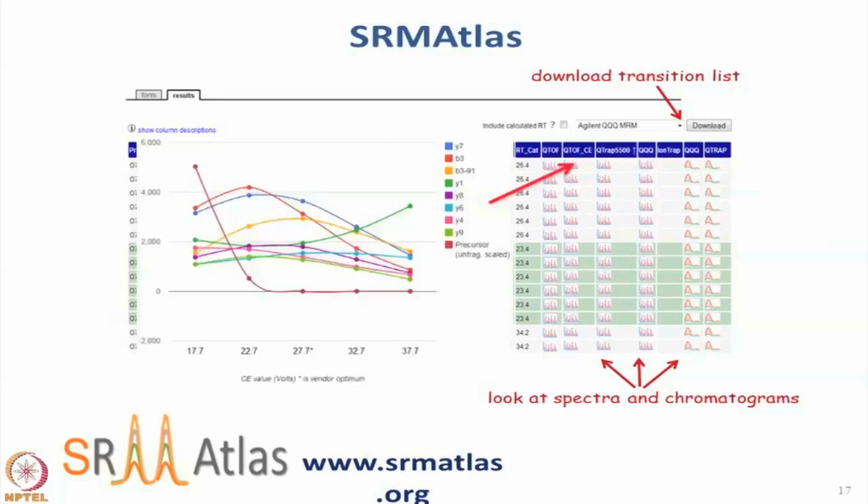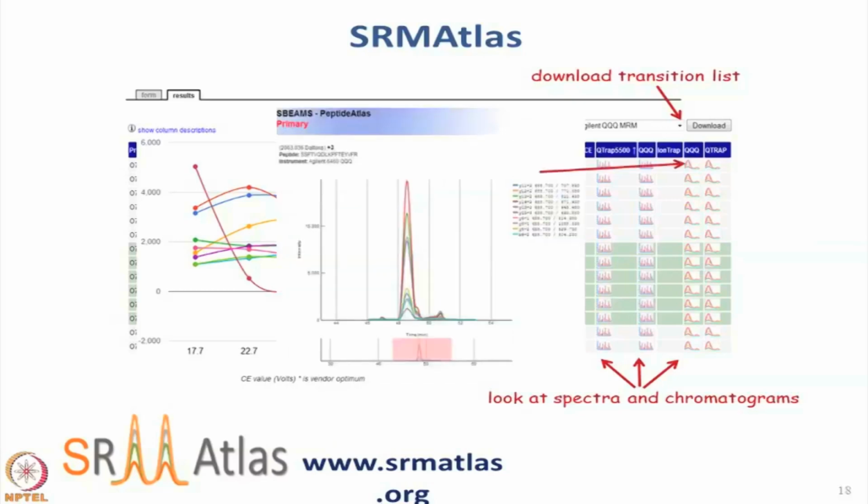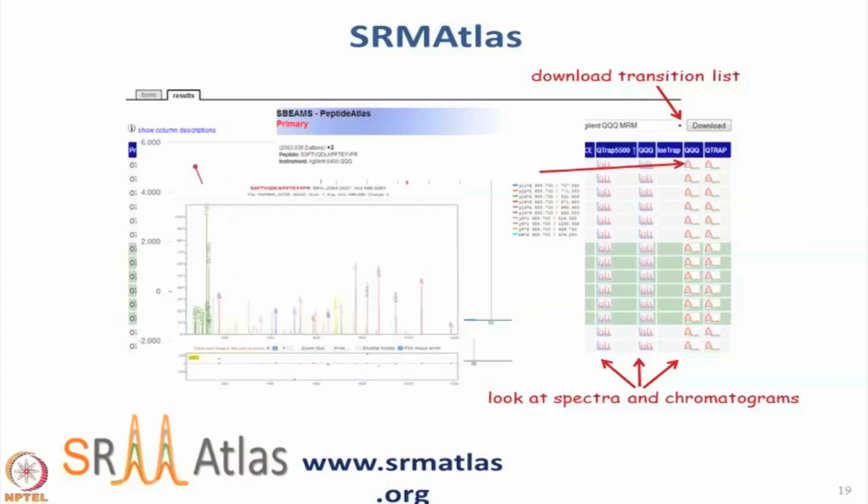So we did all these different collision energies. For this QTOF, for any given peptide fragmentation, there's an optimal collision energy. We actually looked at all these different collision energies, and you can see the behavior of the fragment ions as the collision energy changes. This is an example of a chromatogram, following one of these links. And also, of course, you can see spectra in here.